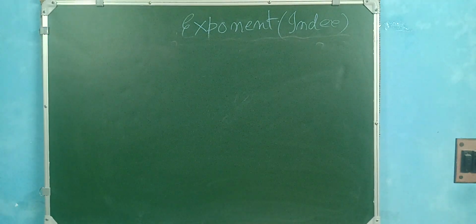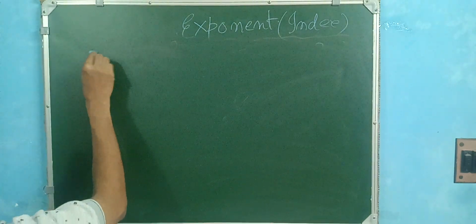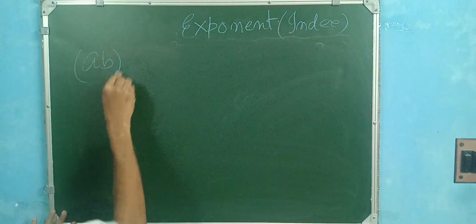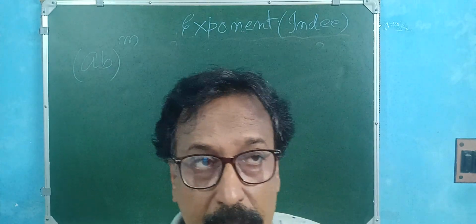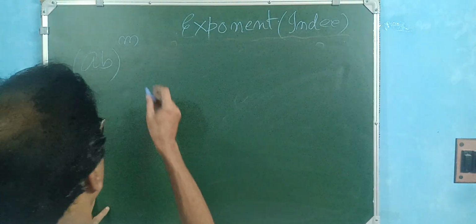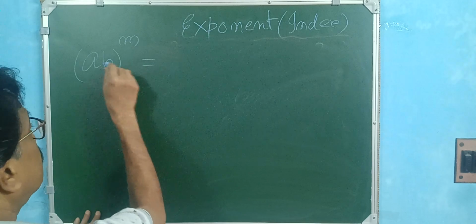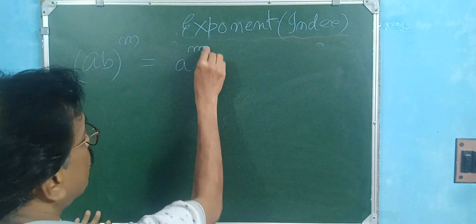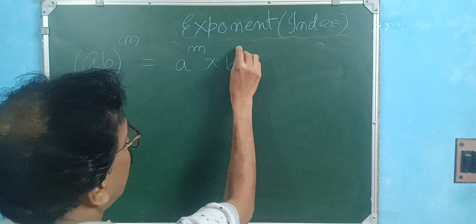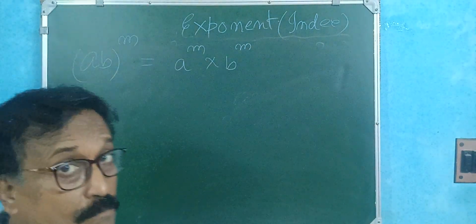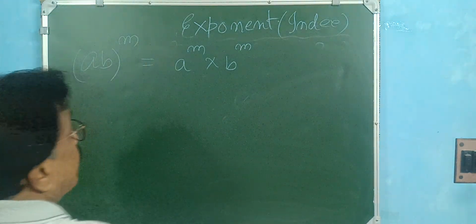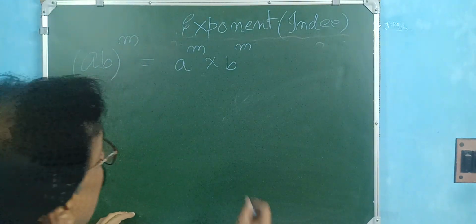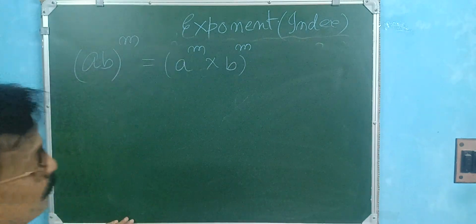Suppose number 4, ab to the power m. What is the meaning? That means in case of indices, ab to the power m means separately a to the power m into b to the power m. Separately. Okay, clear? Now a different formula is developed here.